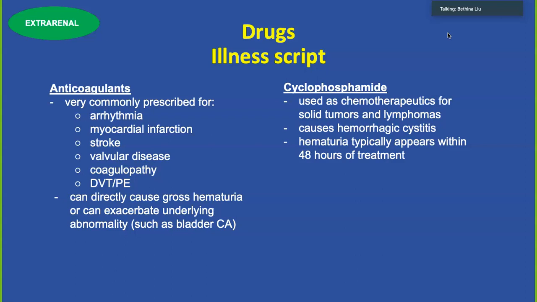Another drug that can cause hematuria is cyclophosphamide, which is used as chemotherapy for solid tumors and lymphomas. This can cause hemorrhagic cystitis, and the hematuria typically appears within 48 hours of initiation of treatment.